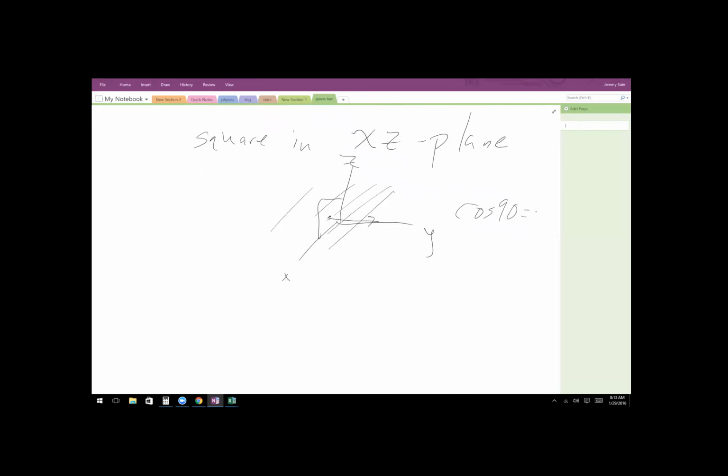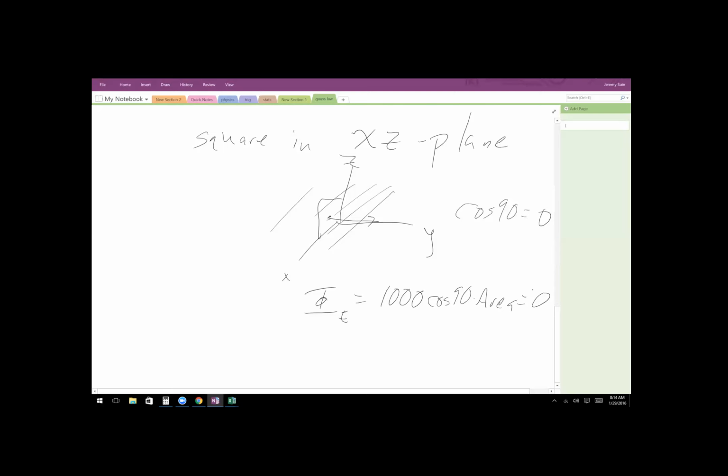That'd be cosine of 60. Cosine of 90 is 0. So when I do the flux, well, I've got my 1,000 cosine of 90 times the area of the square, which is all 0.